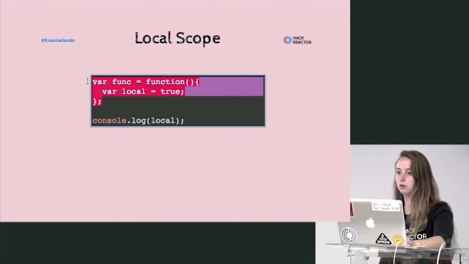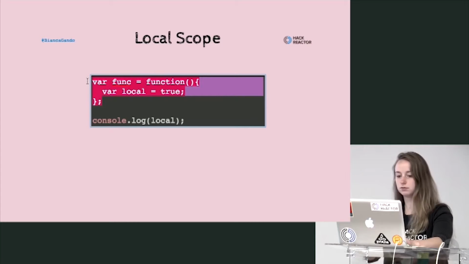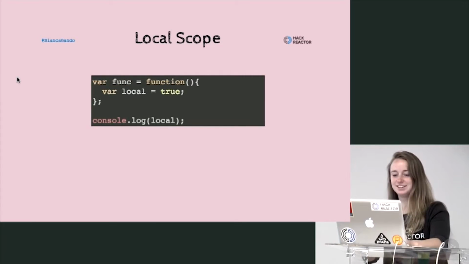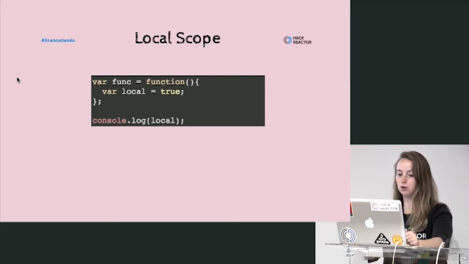I'm sorry, store it in a variable rather than just creating a named function. If you take the var off of that second line, then will the console log work? That's my next slide. So good, you're a step ahead. All right. No worries. So this is a private variable, and local is in the local scope.